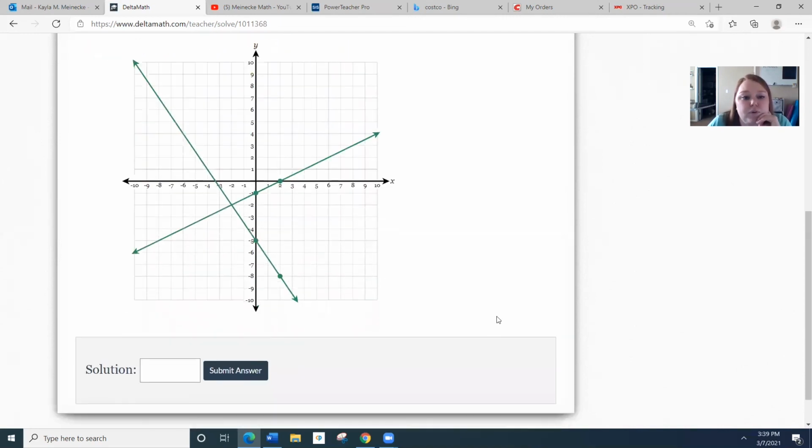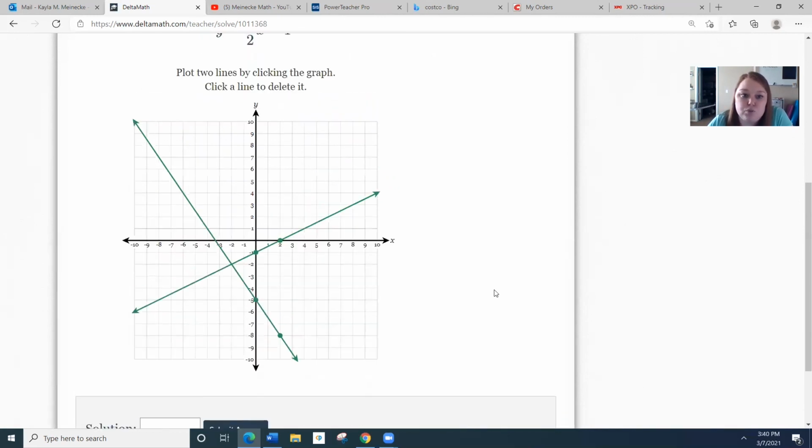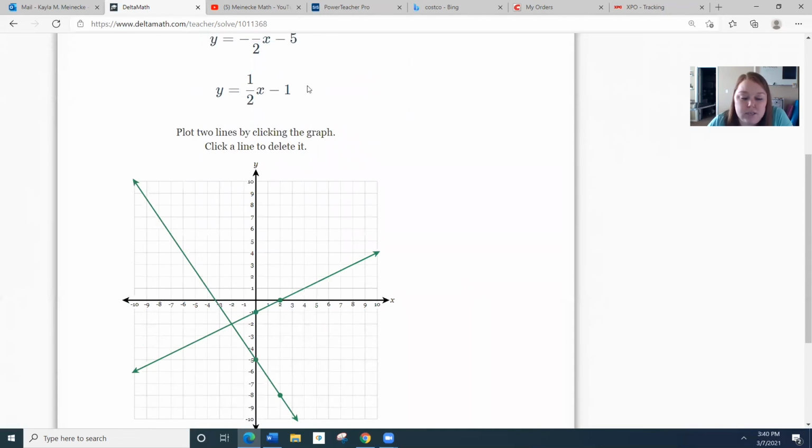So I graphed it for you. Now you have to look for the intersection point and type that as your solution. Okay. That is your practice question. What is the solution to this system of equations?